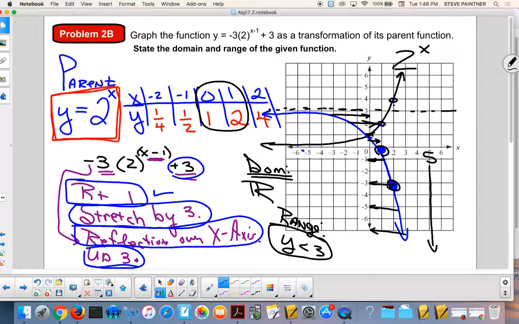Okay? Last but not least, the asymptote. What line did it come close to but never touched? This line. What? Y equals 3. Y equals 3. The asymptote is y equals 3. Try to remember the asymptote is just a line, and it's always going to be y equals because it's horizontal.